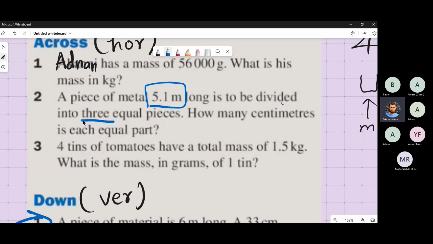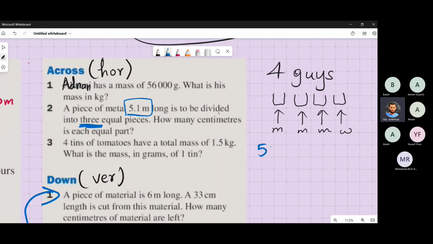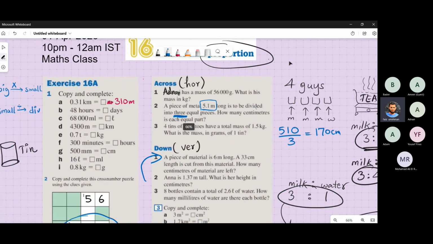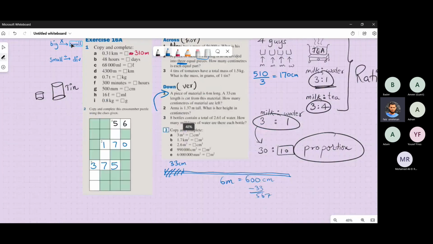5.1 meters is divided into 3 parts. No, it's not correct. I'll tell you why. Go back. This is wrong. 5.1 meters is 510 centimeters. When you divide by 3, you get what? 170 centimeters. This is the correct answer, not 510. So 510 is wrong. So it will be 170.